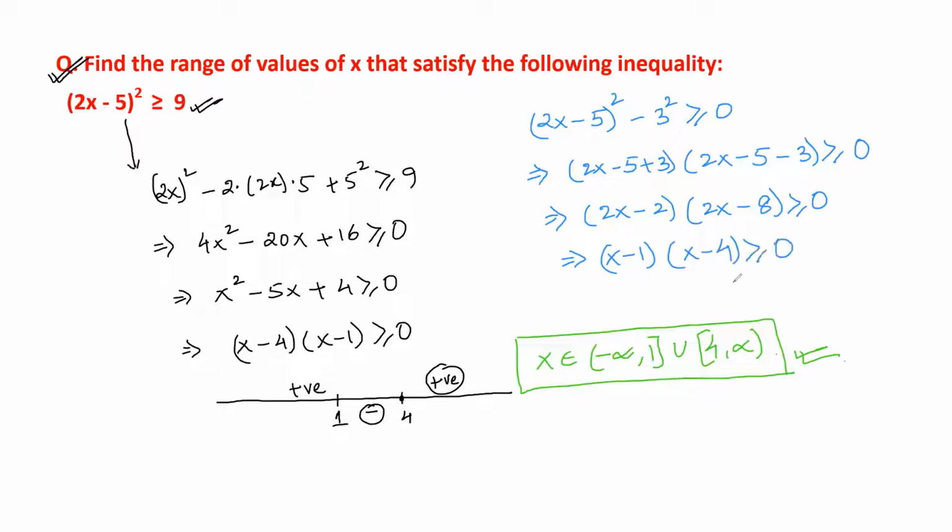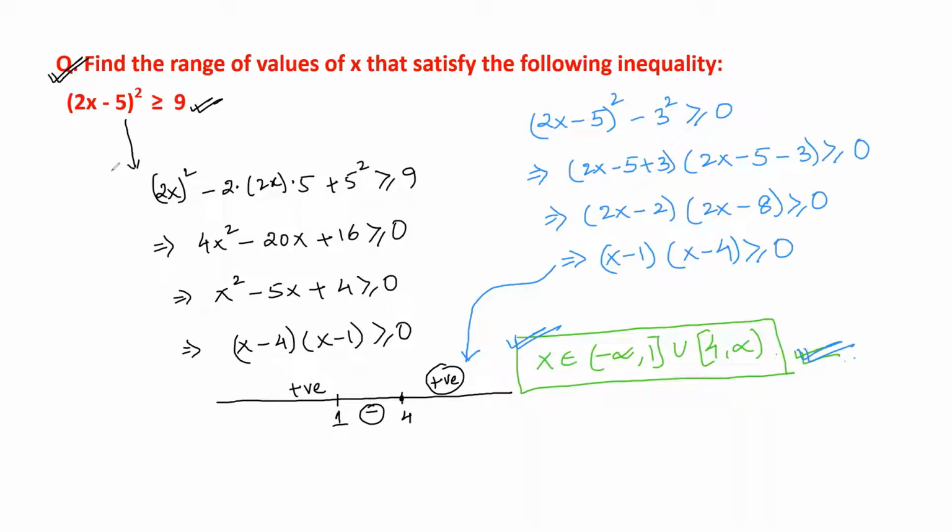greater than or equal to 0. Here also, we are getting two factors, x minus 1 and x minus 4, which can be solved simply by using the number line approach, and which will give us the range of values of x to be minus infinity to 1 union 4 to infinity.